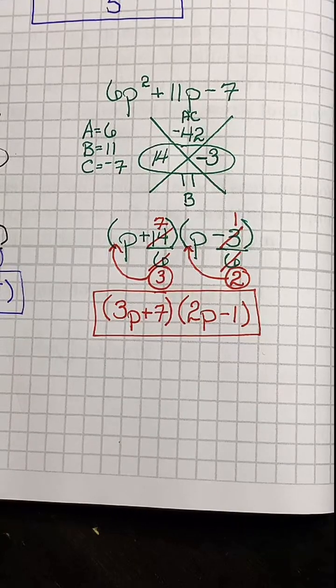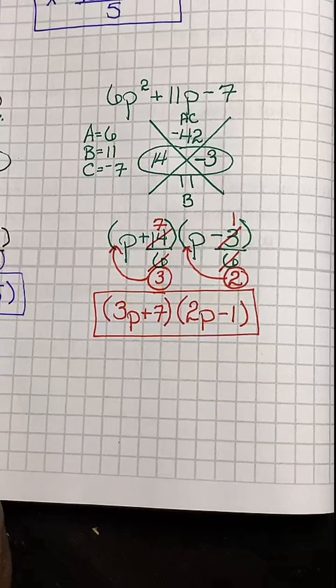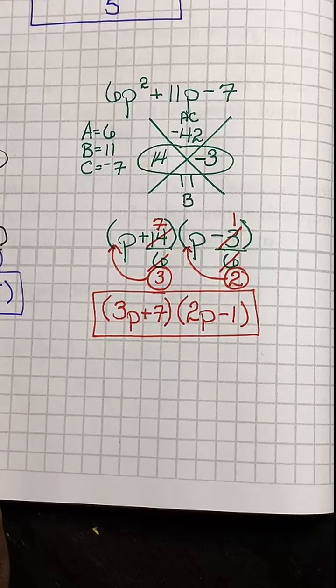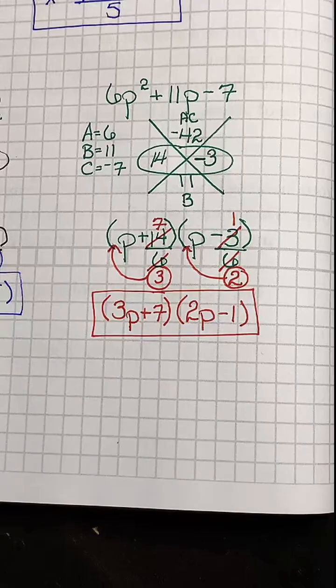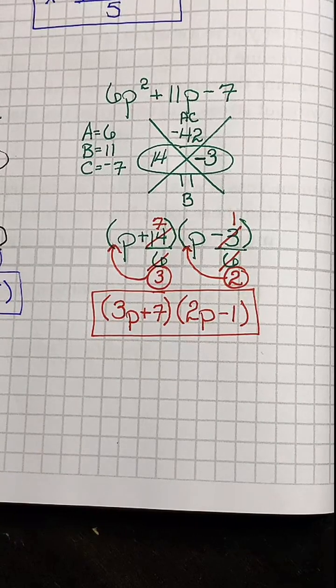So there are multiple ways of doing this, but this is the one way I was going to teach for tonight. All right. So that is factoring when your A is 1 and when your A is not 1. Okay. Well, you can do that to check to see if it works.